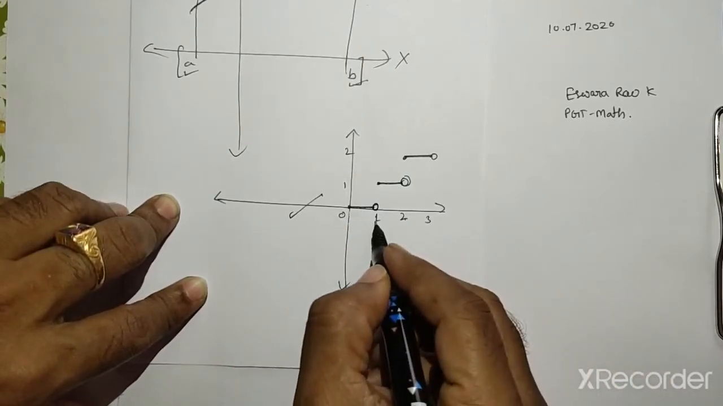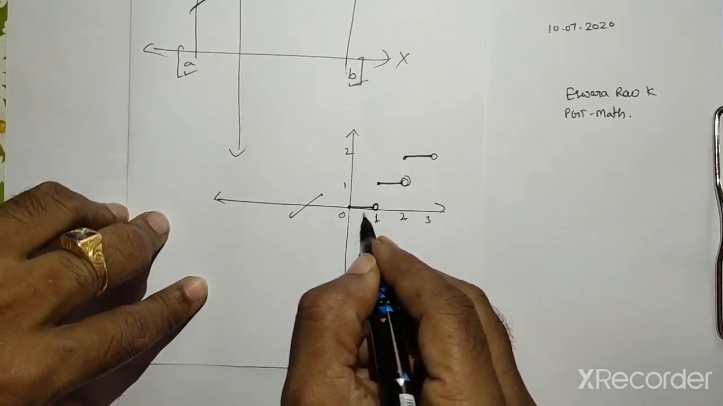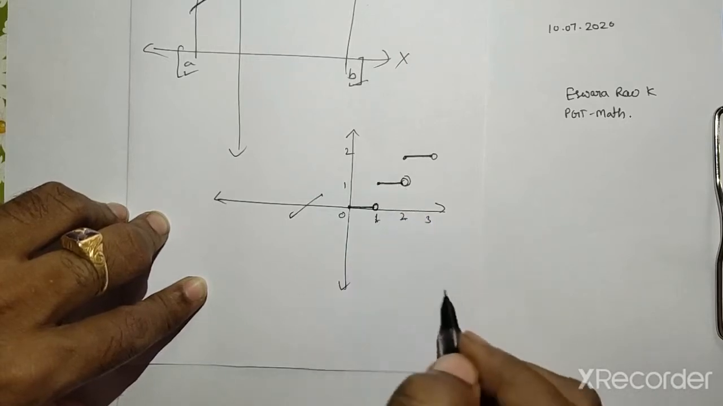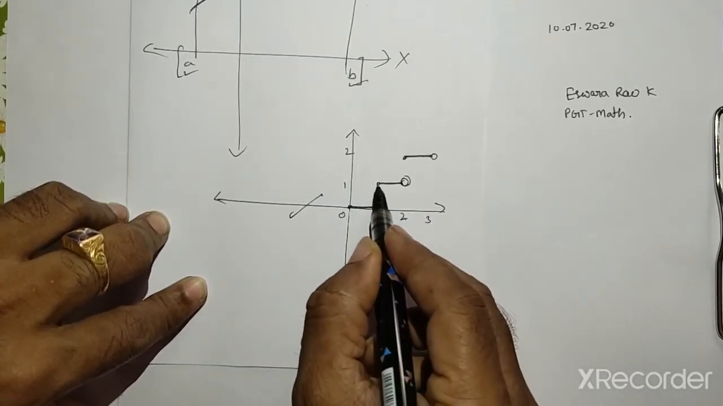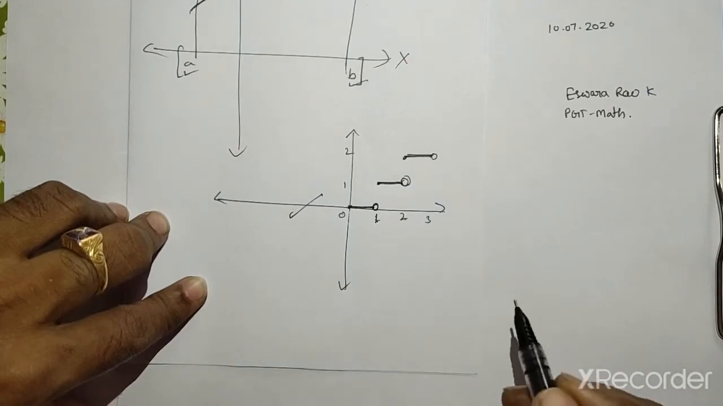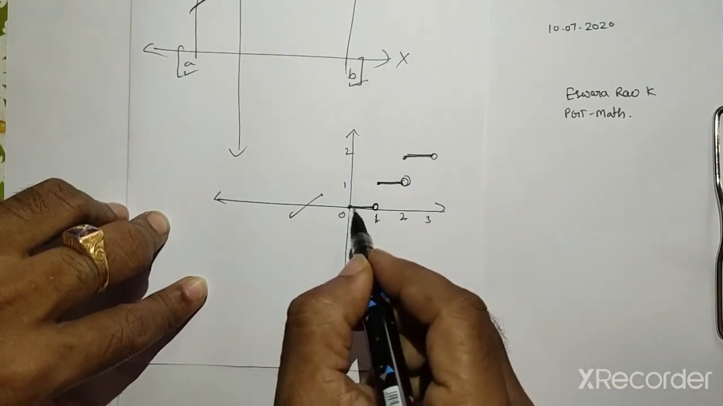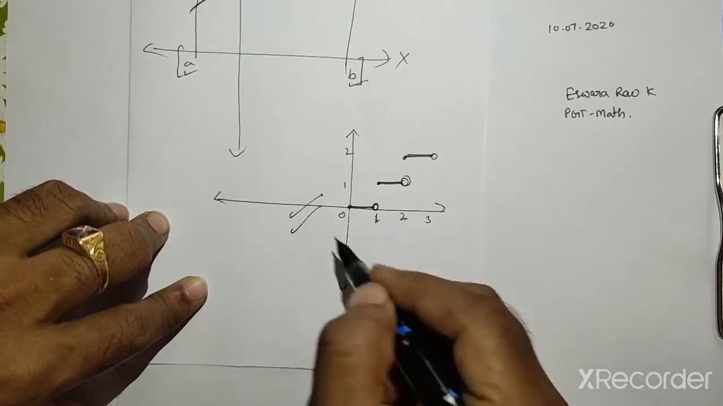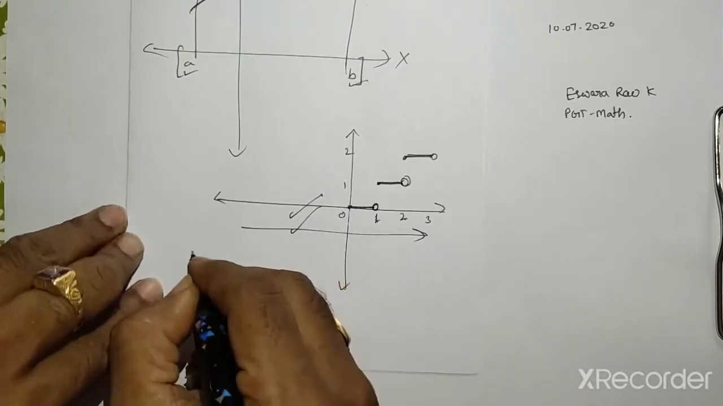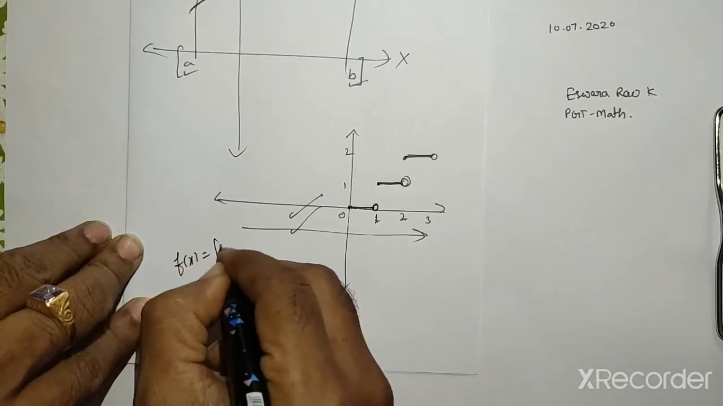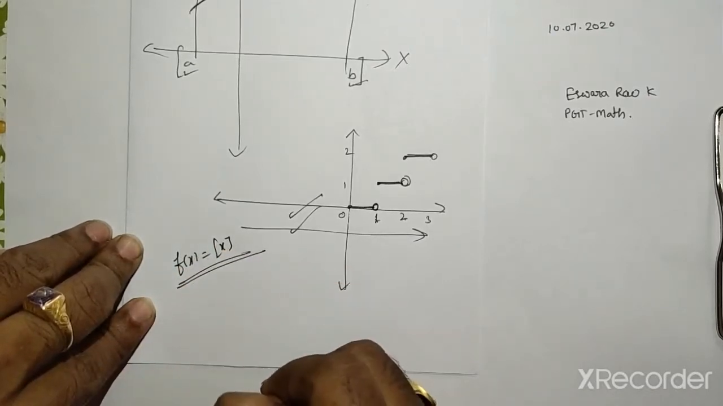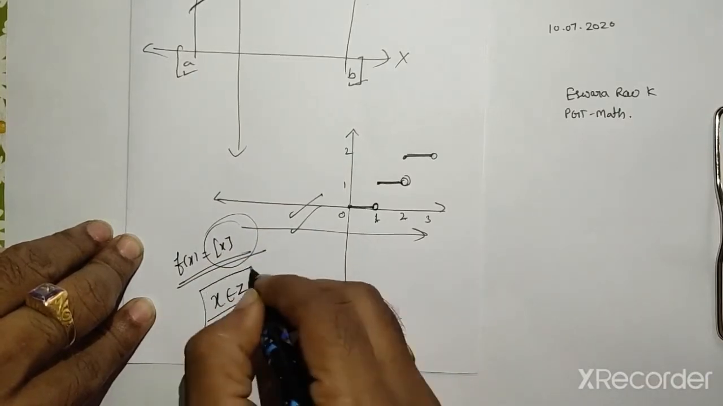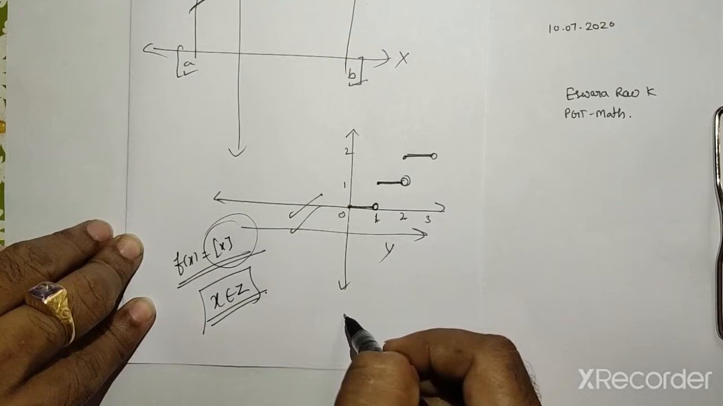So at 1, what happened? Before 1 it has one value, at 1 onwards it is changing its value. That means when I am drawing the graph of this greatest integer function, it does not allow me to draw continuously. It has a jump every time. So this is not continuous throughout its domain. Greatest integer function means f of x is equal to the greatest integer of x. Hope you remember. At all integral points, this function is not continuous.